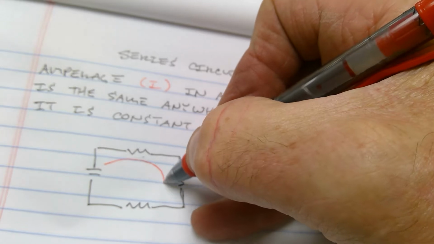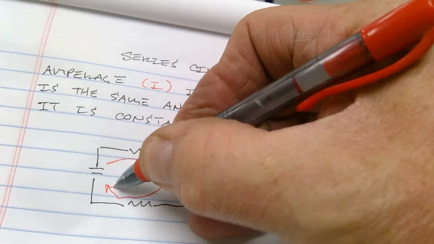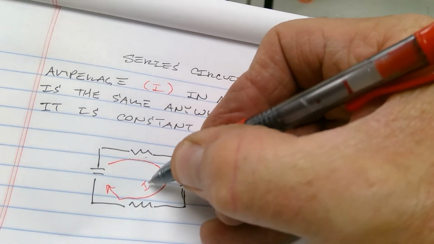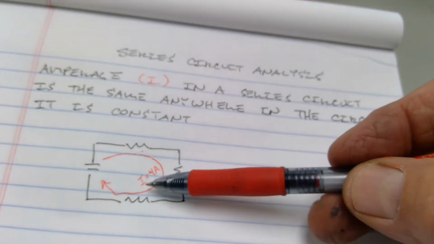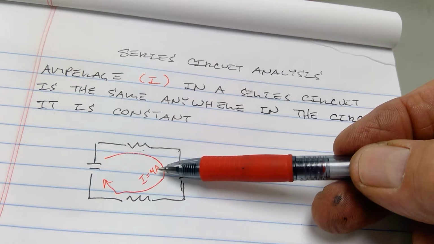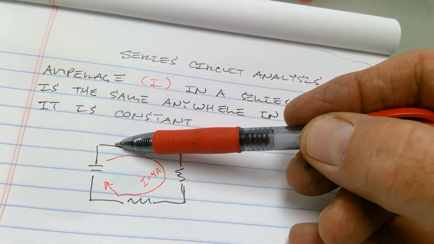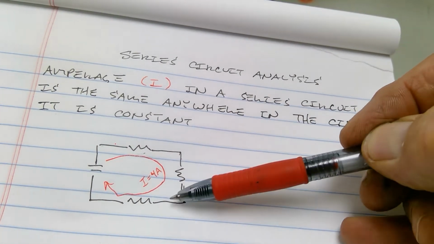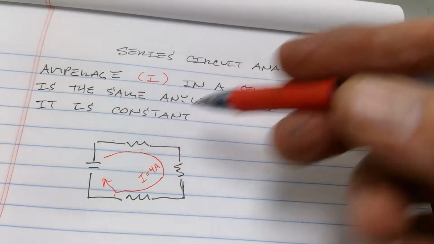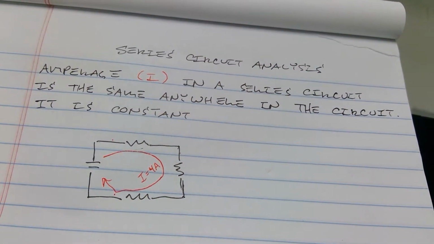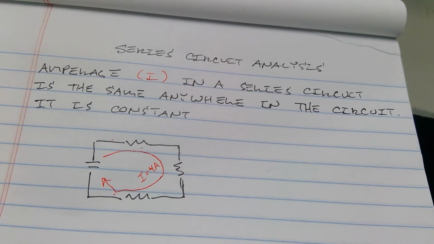So if I have this loop and I've got I equals 4 amps, then I for intensity equals 4 amperes. I have 4 amps here, here, here, here, here. I have 4 amps everywhere. It doesn't change in a series circuit. It is not variable in a series circuit.